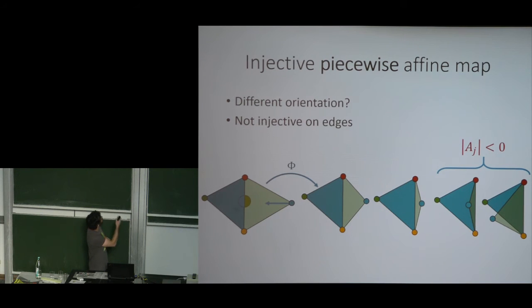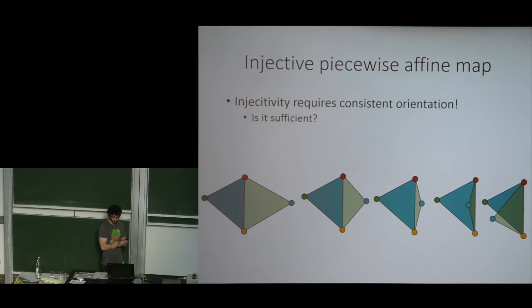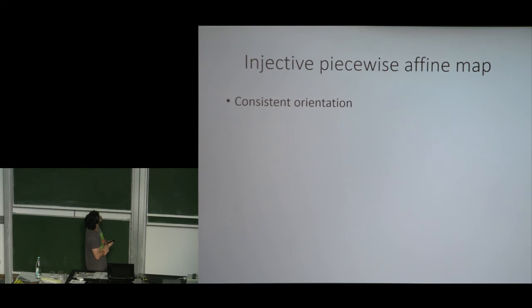And clearly you can see this non-injectivity if we take a small neighborhood around the middle edge at the left, and we look at how it is mapped on the right, you can see that it's clearly self-overlapping. So this mapping is not injective. So what we can infer from this is that injectivity requires a consistent orientation of all the triangles. Well, the question is, is that sufficient to ensure that the piecewise affine map is injective? And the answer is no.